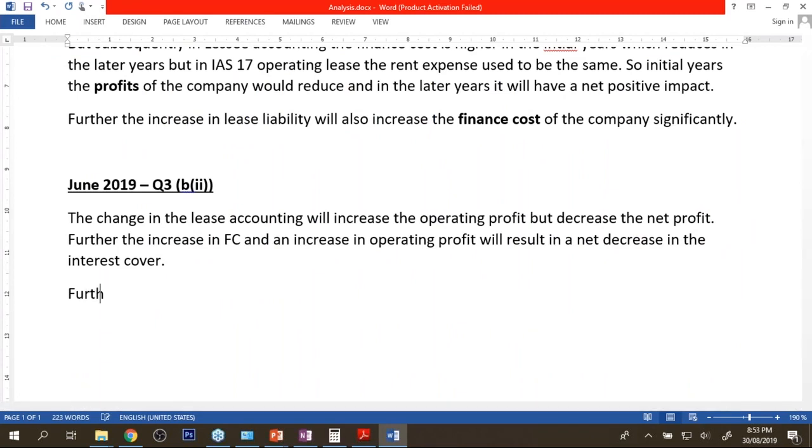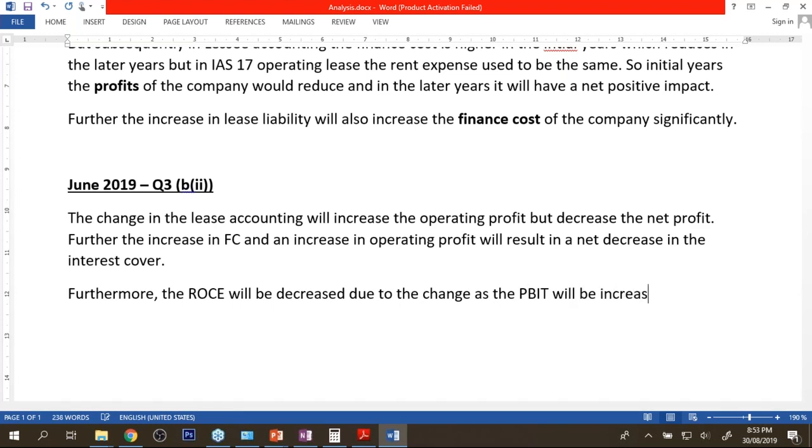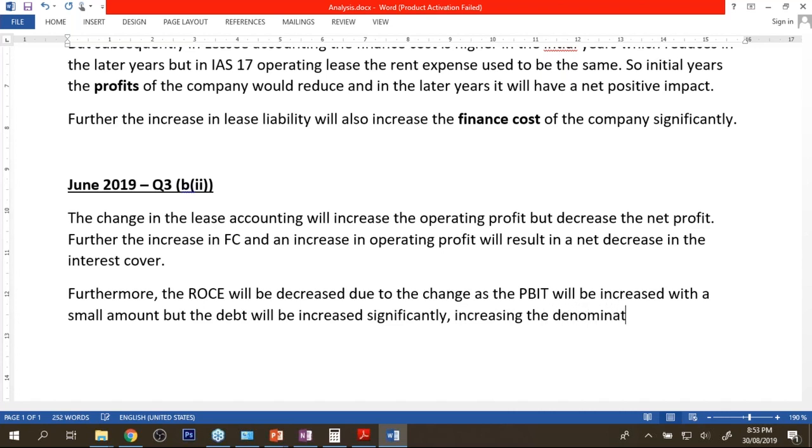So we can say furthermore, the return on capital employed will be decreased due to the change, as the PBIT will be increased with a small amount, but the debt will be increased significantly, increasing the denominator and hence decreasing the return on capital employed.